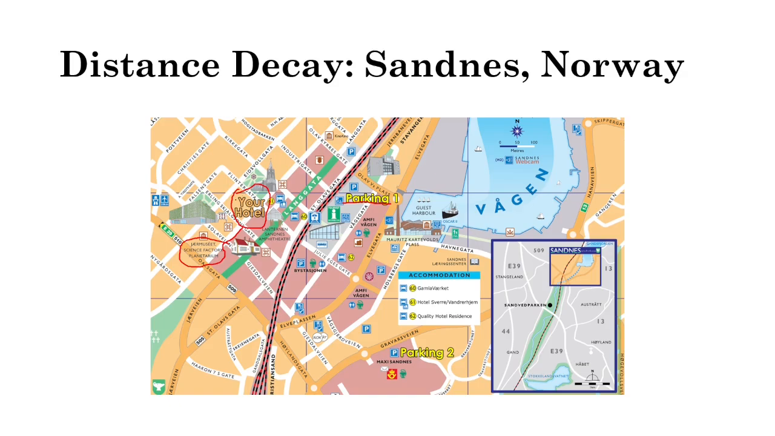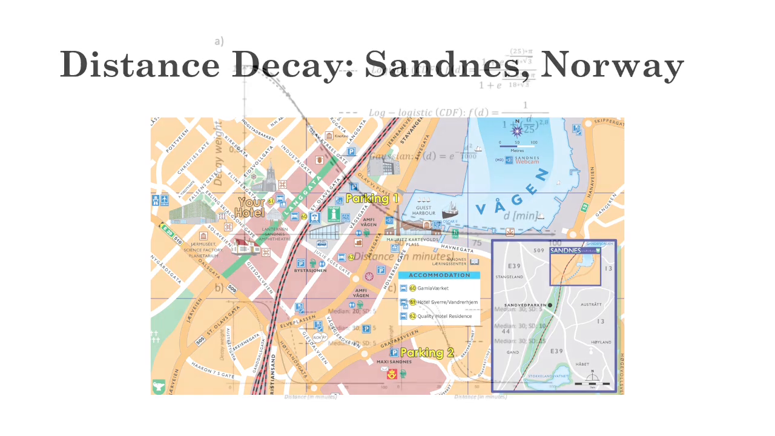If you're in the hotel, are you going to interact with people who are on a street by your hotel, like this one, or a street by the harbor, like this one here? It's in Norwegian, so I can't pronounce it. Well, you're more likely to interact with people on the street closer to your hotel. That's distance decay. It seems like common sense, but now it has a vocab term for it.